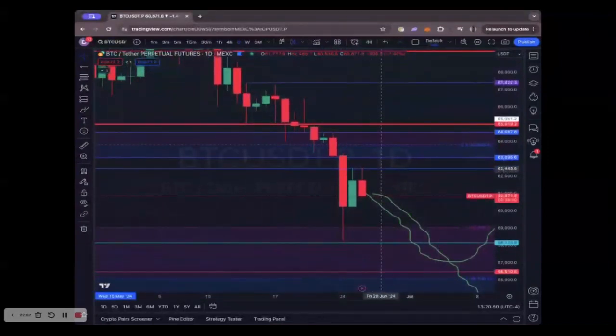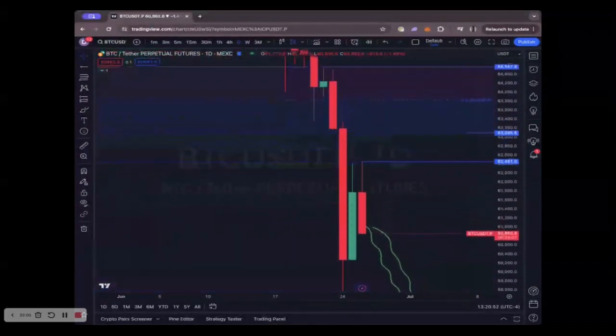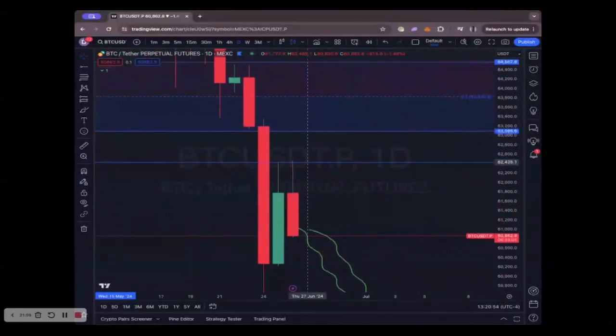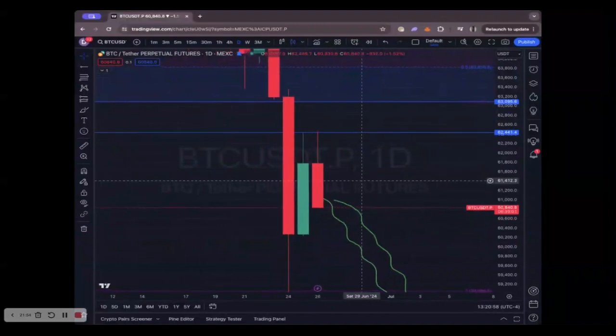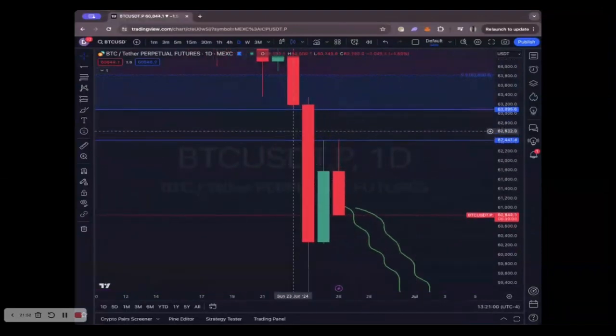I'm going to just push this up a little bit. You could see we actually did take the previous day high first. This is why I also say wait for the ranges to be taken, right? Wait for the ranges to be taken and then take your entries.